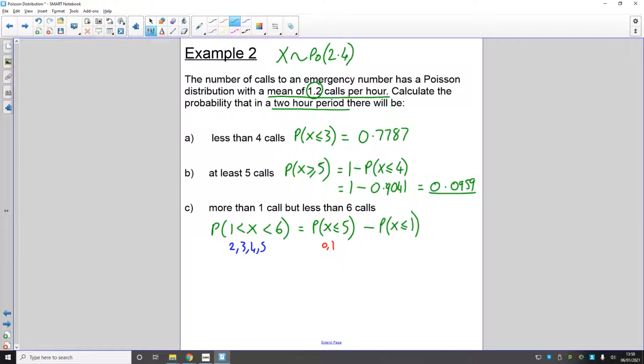So in this case, again, we can use our tables or our calculator, and we can work these out. So the probability that x is less than or equal to 5 is 0.9643, and the probability that x is less than or equal to 1 is 0.3084. Again, some simple work on the calculator will give us a final solution of 0.6559. All answers correct to 4 decimal places.